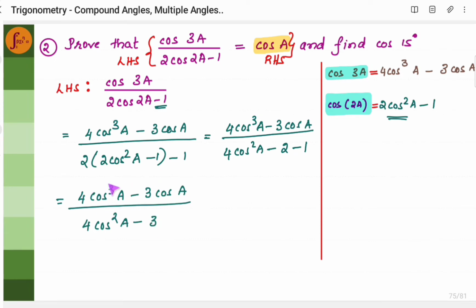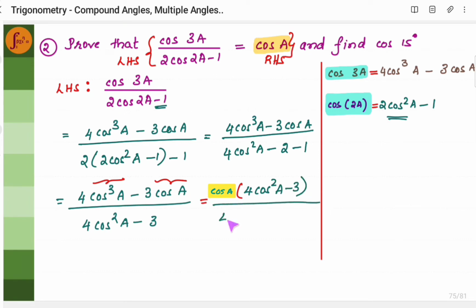Now we can take cos common in the numerator, because in both the terms we have cos. We can take cos as common factor. So if you take cos as common factor, we'll get cos a into (4 cos square a minus 3).